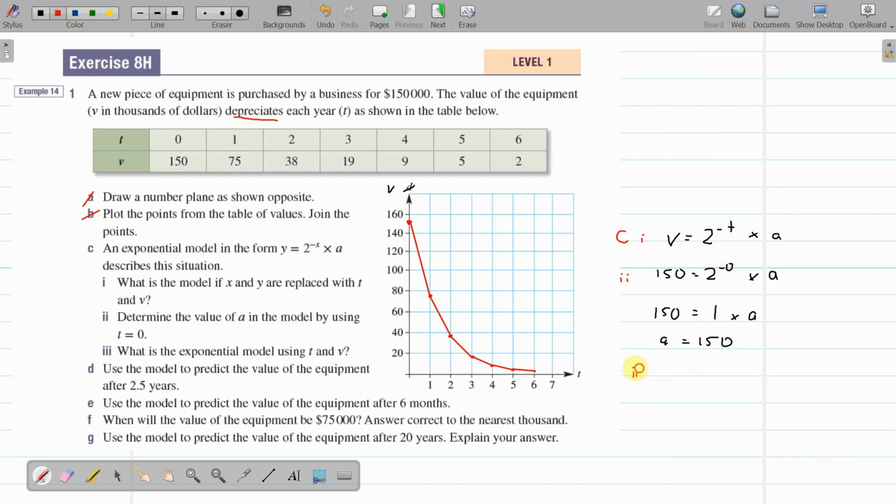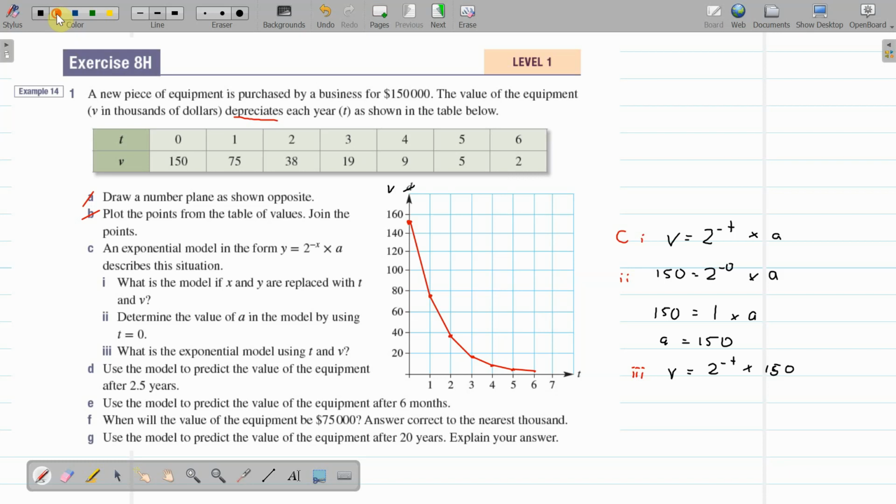Part 3. What is the exponential model using t and v? So now we're going to put all this together. We've got v equals, that covers every value of v, 2 to the minus t times, so now we know, 150. There we go. Answer part 3.